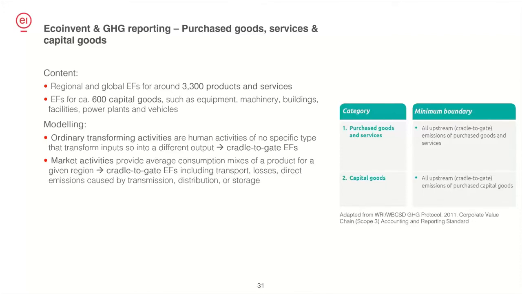Then there are also so-called market activities available in the database. And market activities provide an average consumption mix of a product for a given region. Market emission factors of market activities are also cradle-to-gate emission factors. However, keep in mind that markets also include transport. They can include losses or direct emissions caused by transmission, distribution, or storage. So this is important to know when you are using those emission factors for GHG reporting.